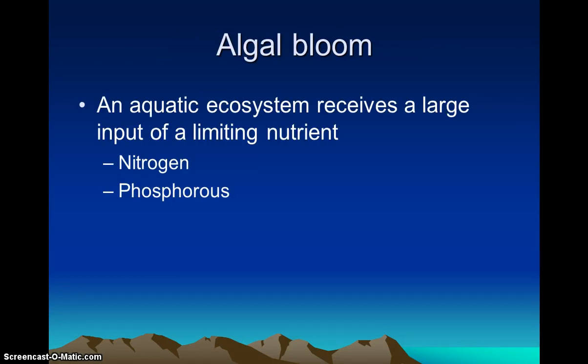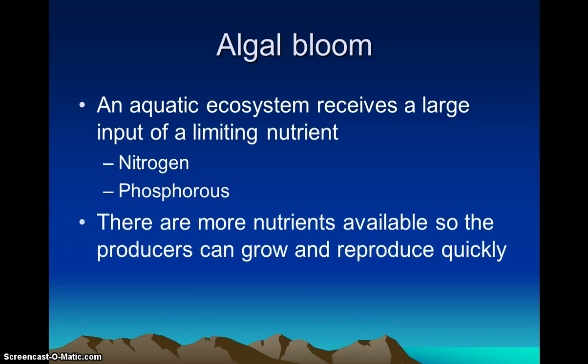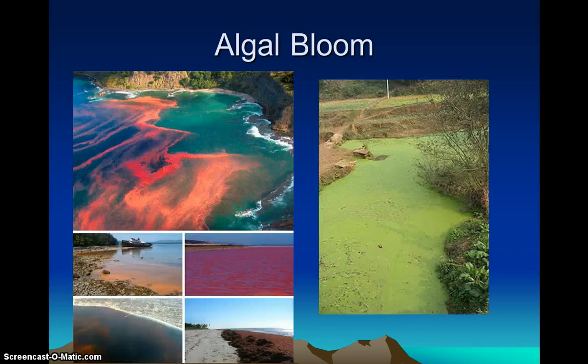Aquatic ecosystems receive a large input of limiting nutrients, which are nitrogen and phosphorus. And this is the algae bloom. There are more nutrients available, so the producers can quickly reproduce. I don't know if you've ever seen an algae bloom, but this is what it looks like, and those are all the algae. Sometimes it makes the water look red. Sometimes it'll be really, really green. You can't really swim in the water.